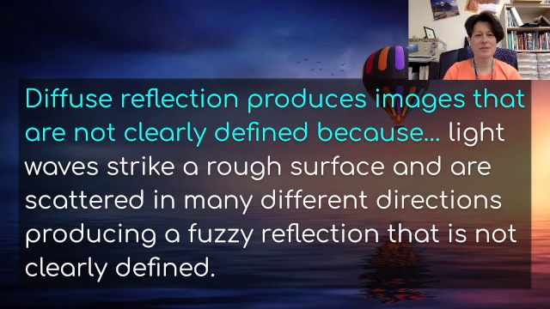Diffuse reflection produces images that are not clearly defined because light waves strike a rough surface and are scattered in many different directions, producing a fuzzy reflection that is not clearly defined.